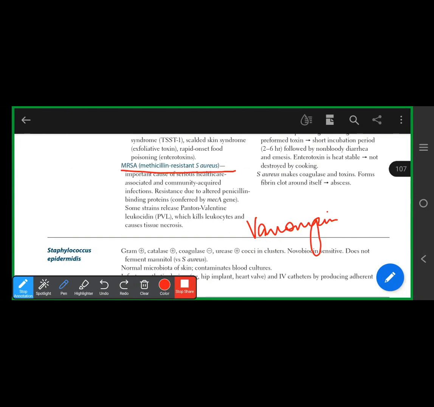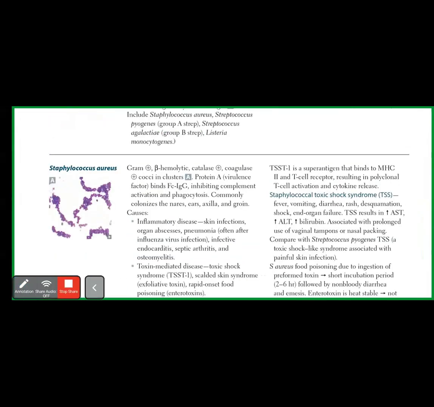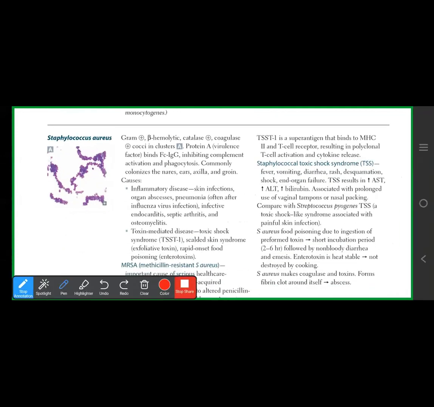So let's go in depth about that. First of all, in your staphylococcus aureus, what is the basic about it? Like, how will they give you the description? It is a gram positive, beta hemolytic, catalase positive, coagulase positive cocci. So you have to remember gram positive, beta hemolytic, catalase positive, coagulase positive cocci. This is going to form yellow colonies.